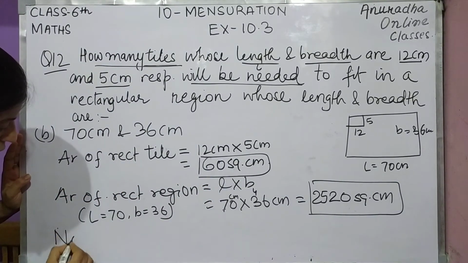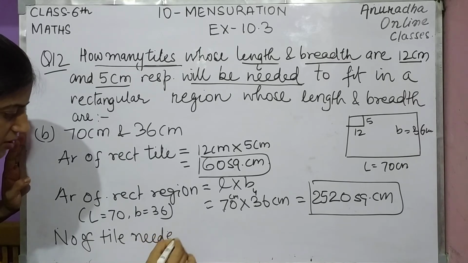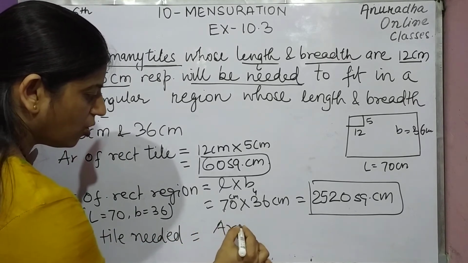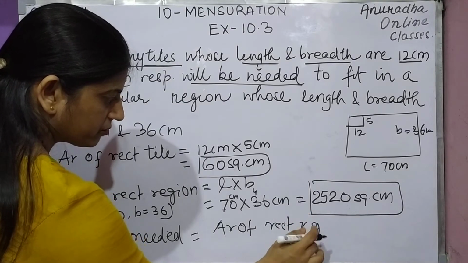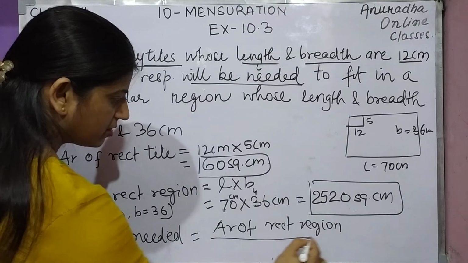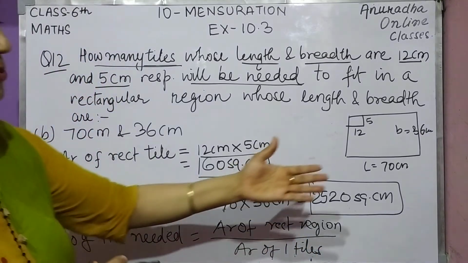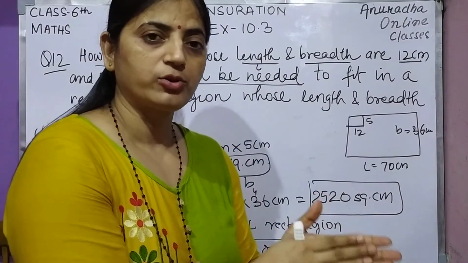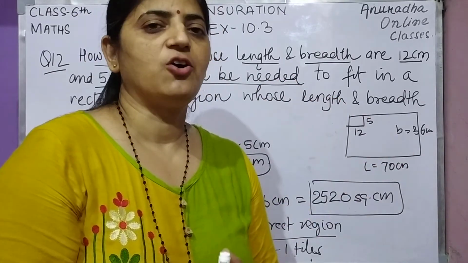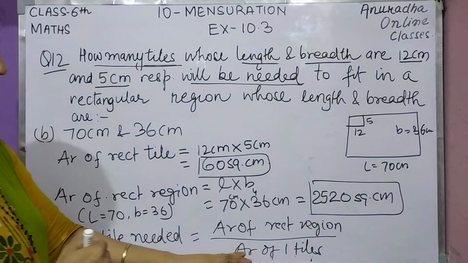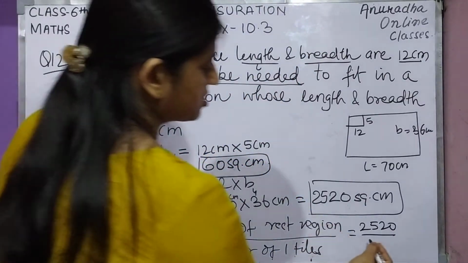Now number of tiles required or needed is equal to area of rectangular region जहां पे हमें फिट करना है divided by area of one tile. बच्चों ये आपको ध्यान में रखना है. जब भी हमें इस तरह का क्वेश्चन दिया रहता है तो हमें क्या निकालना होता है? टोटल एरिया कितना है और एक का हमें पता होगा तो हम नंबर ऑफ टाइल्स or anything given, we can find out by dividing it. ओके, सो एरिया ऑफ रेक्टेंगुलर रीजन हमारा कितना है? 2520 डिवाइडेड बाय 60.